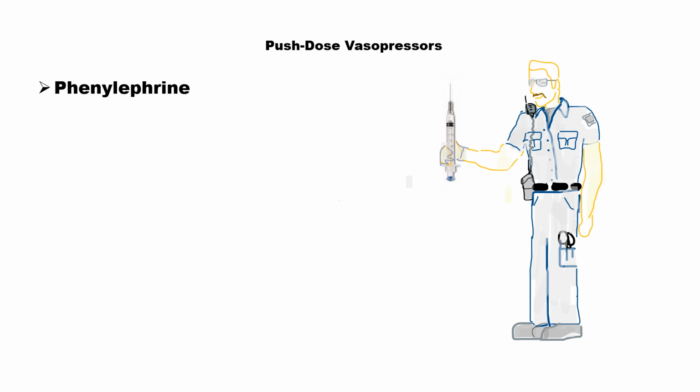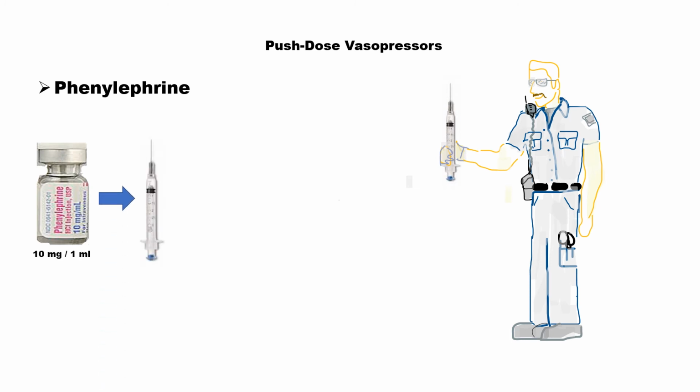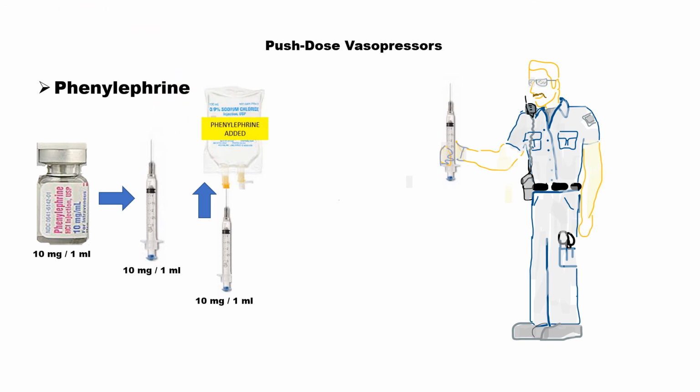Phenylephrine push dose preparation is rather easy. You take 1 vial of phenylephrine, 10 milligrams per mL. Utilize a 3 milliliter syringe with a needle and withdraw 1 milliliter, 10 milligrams of phenylephrine. Take that preparation in the syringe and needle and add it to a bag of 100 milliliters normal saline. Label that bag for safety.